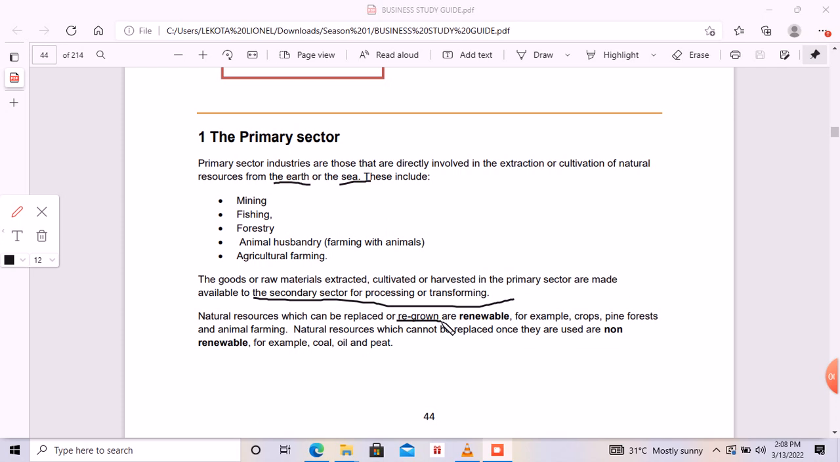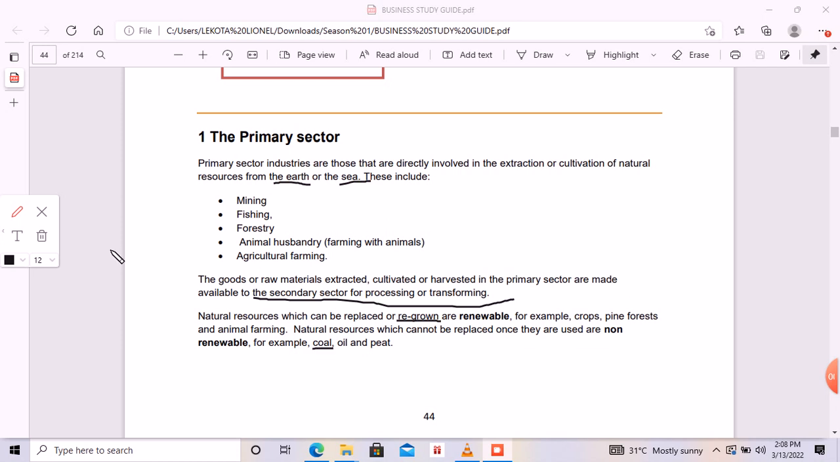And then again, the natural resources which cannot be replaced once they are used are the non-renewable resources. These are coal, oil, and peat. Once you've used your coal, there's no way you can ever use it again, or it can never regrow. It's done. There's nothing you can do about it.